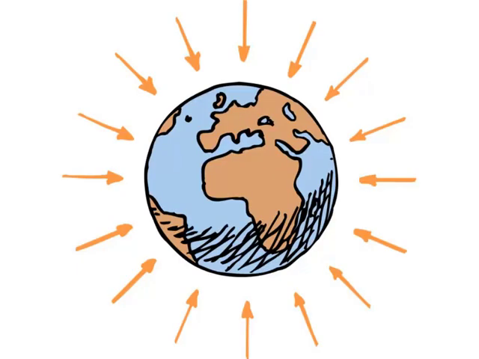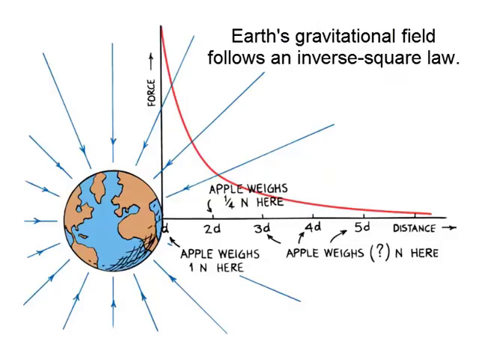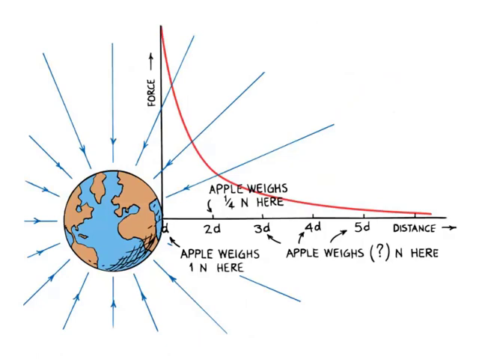Field lines can also represent the pattern of Earth's gravitational field. The field lines are closest together where the gravitational field is stronger. Any mass in the vicinity of Earth will be accelerated in the direction of the field lines at that location. Earth's gravitational field follows the inverse square law. It is strongest near Earth's surface and weaker at greater distances from Earth.